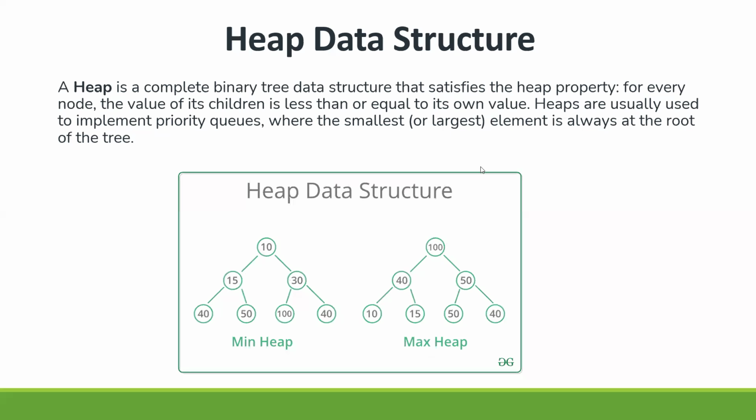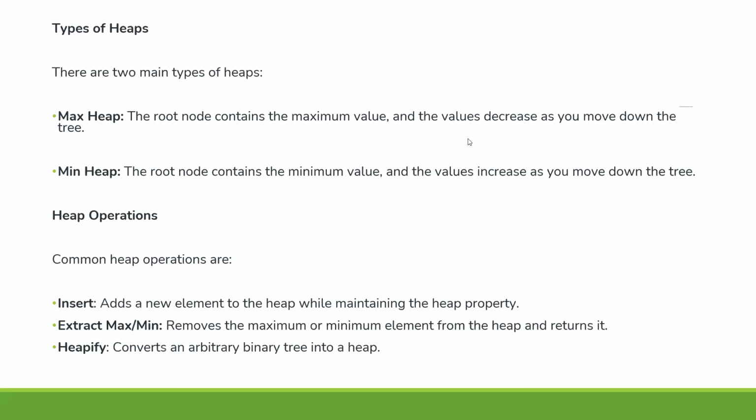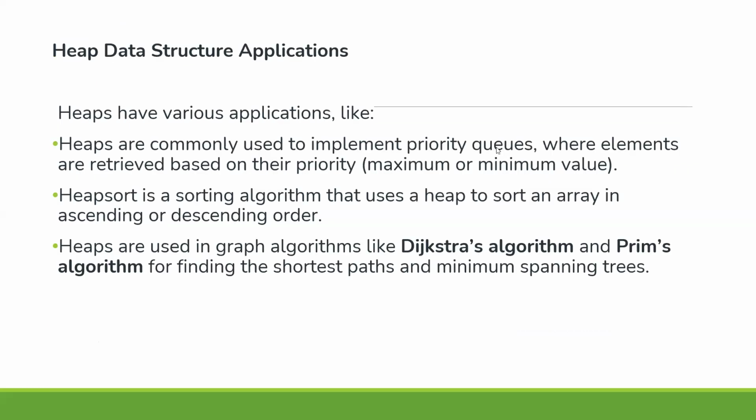Types of heaps. There are two main types of heaps, max heap and min heap. In a max heap, the root node contains the maximum value and the values decrease as you move down the tree. In a min heap, the root node contains the minimum value and the values increase as you move down the tree. Heap operations: normally we can do insert, extract max and min, and heapify.